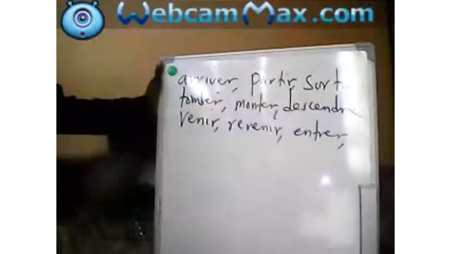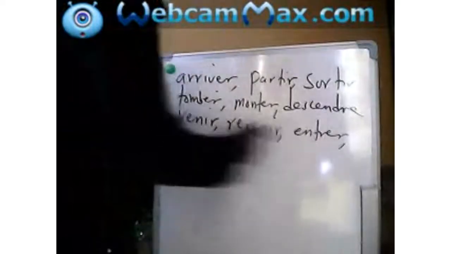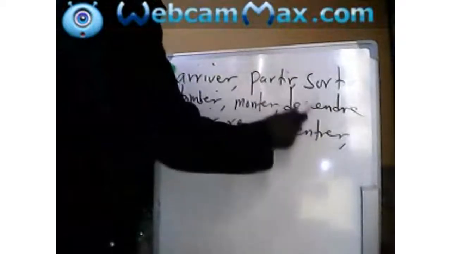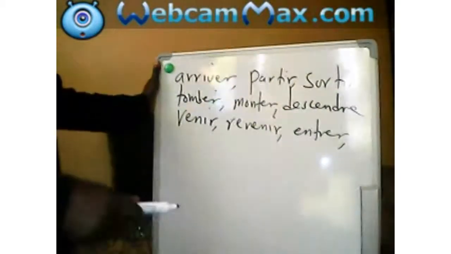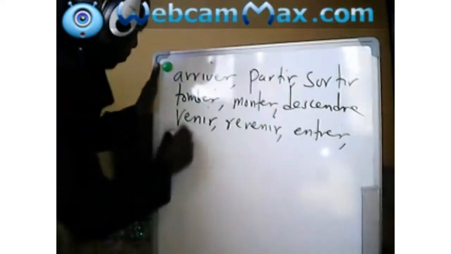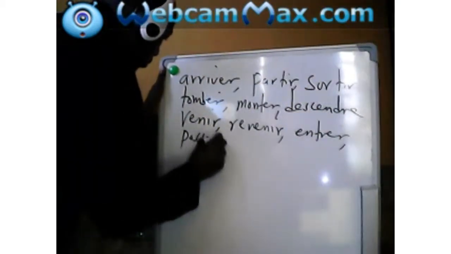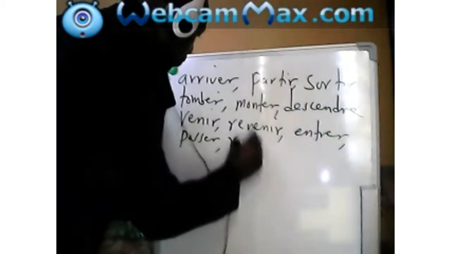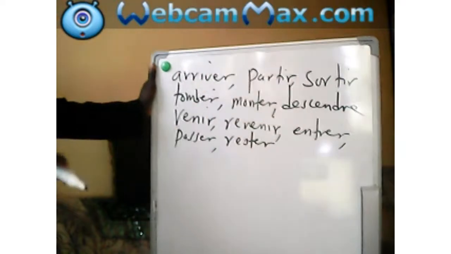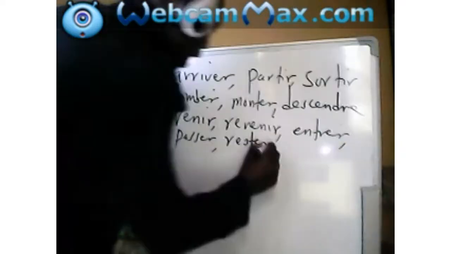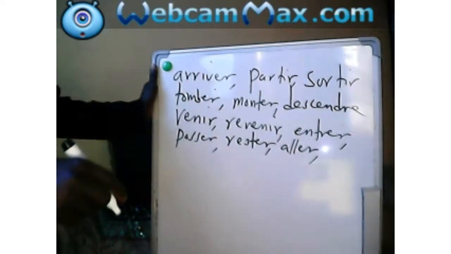I've said arriver, partir, sortir, tomber, monter, descendre, venir, revenir, entrer. That is 9. How many to go? 5 verbs. Passé... We have the verb rester. Those are 11, 3 to go. Brian, any other verb you may think of? Aller. I will come to that verb. Very good. We have aller, to go.